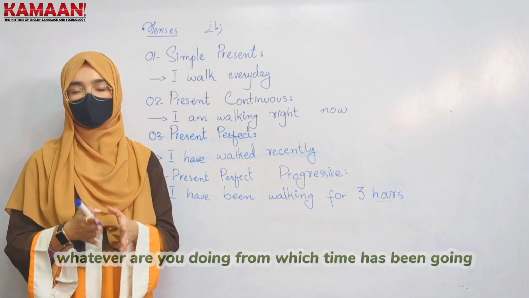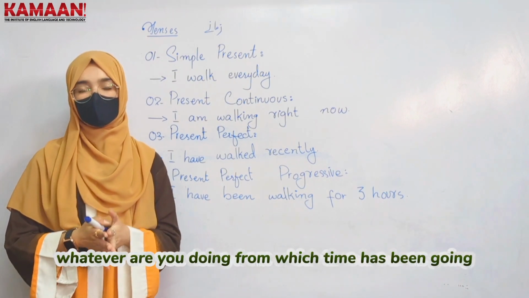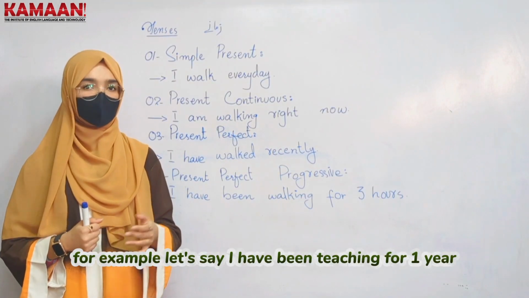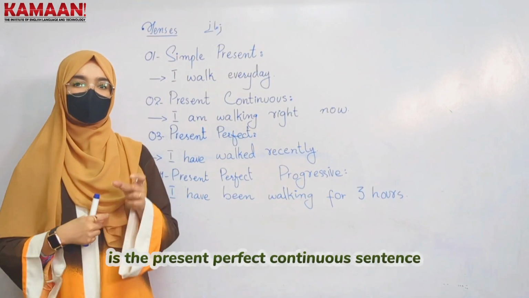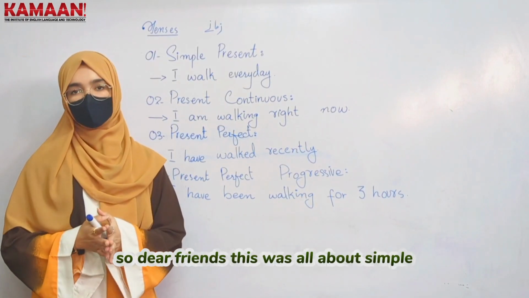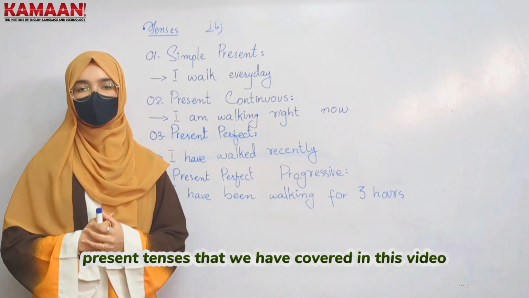The action, whatever you are doing, from which time it has been going on. For example, let's say I have been teaching for 1 year. Have been teaching is the present perfect continuous sentence. So dear friends, this was all about simple present tenses that we have covered in this video.